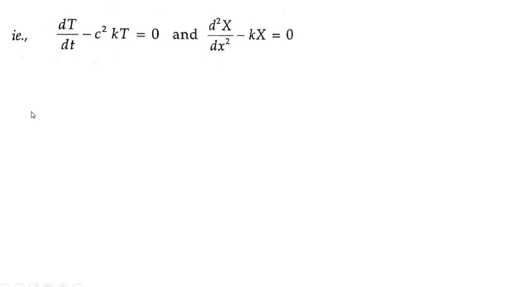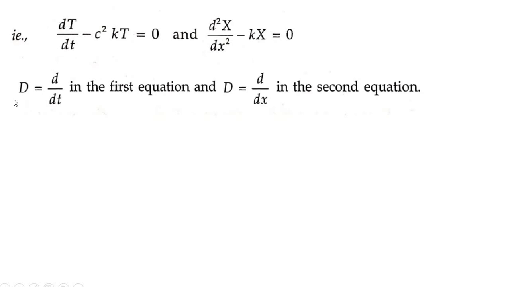equal to 0. So next we know that d by dt is equal to capital D, and d by dx is equal to capital D. Okay, d by dt means it is equal to capital D, and d by dx means it is equal to capital D, but d square by dx square means that is equal to capital D square. So what will this first term be? Capital DT minus c square kT equal to 0. But between these two, which is a common term? When you replace d by dt by capital D, T is a common term. So take T as a common outside. So you get D minus c square k into T equal to 0.